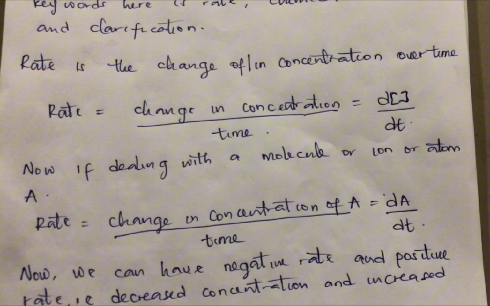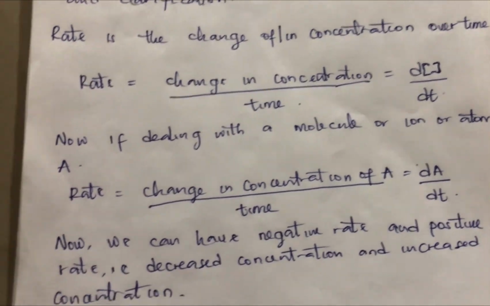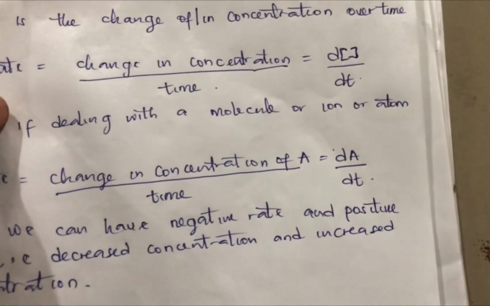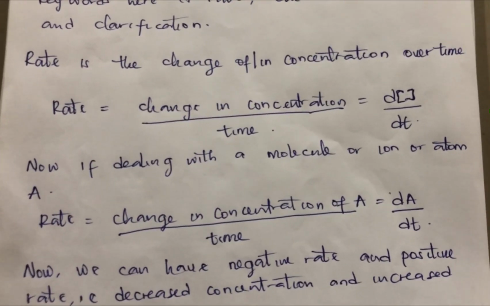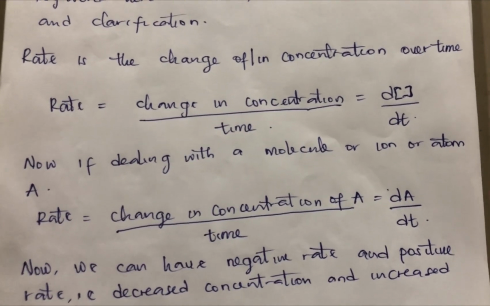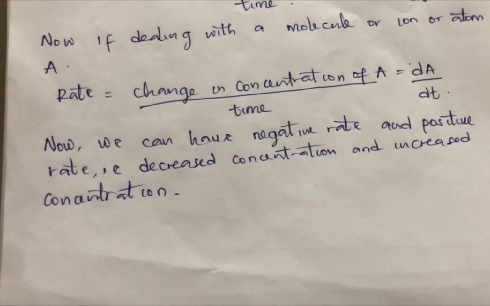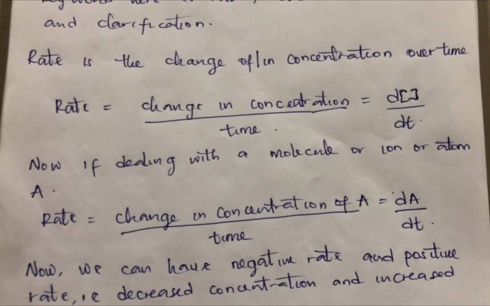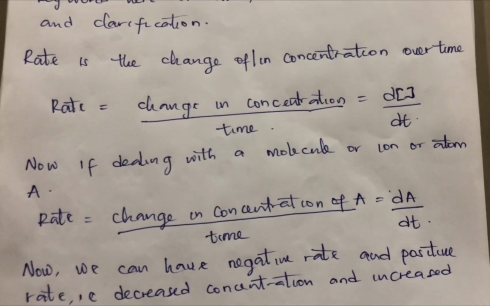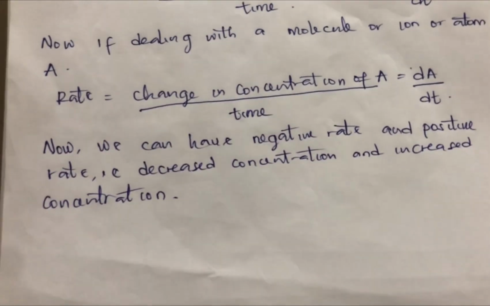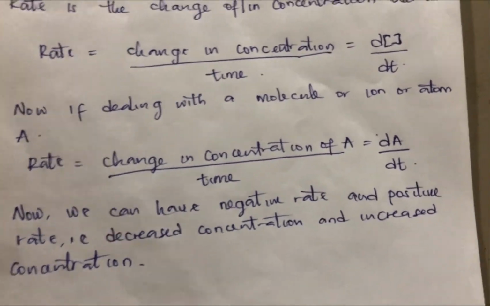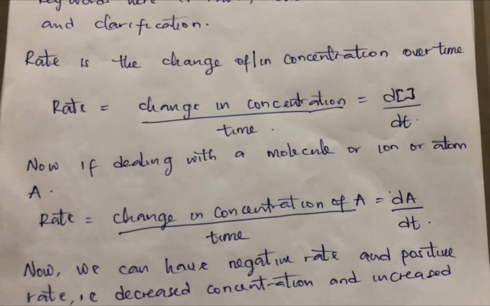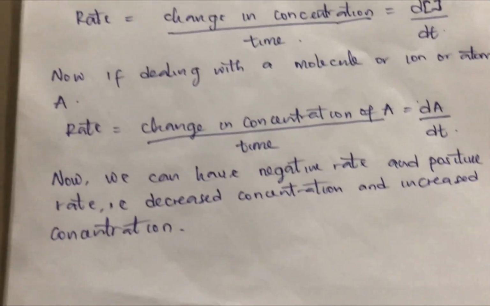Now it's possible that we have a negative rate, and it's also possible that we have a positive rate. What can cause it? Let's say A is a reacting species. If A is the reactant, you know that in the course of the reaction, A will tend to decrease, and a decrease in concentration of A will lead to a negative rate, while an increase in the concentration of A, if for example A is a product, will lead to a positive rate.